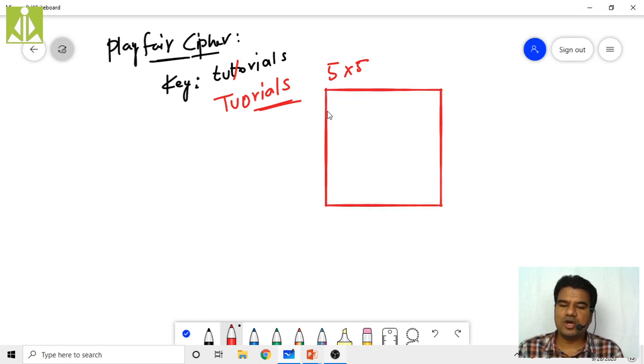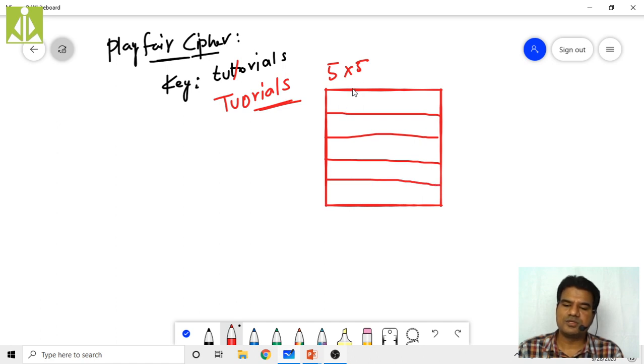So how many columns, how many rows? 5 rows and 5 columns. So 1, 2, 3, 4, 5. And how many columns do we need? 5 columns. So 1, then the second, then third, and then finally 4 and 5 columns. Now we have a 5 cross 5 table.